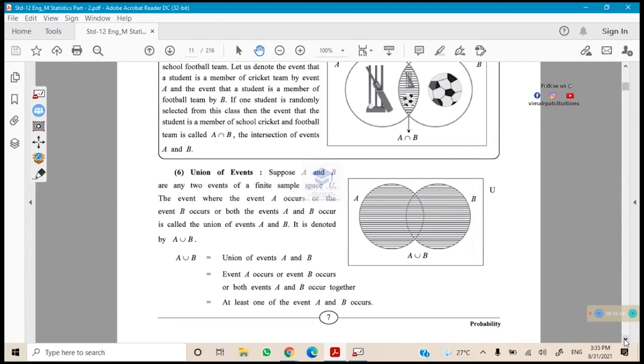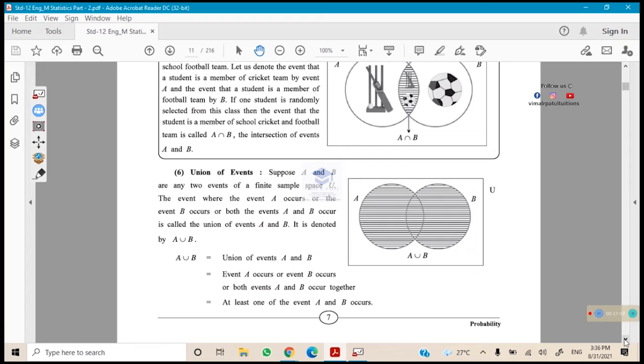Then union of events. Both events will happen together. A occurs or B occurs or A and B both occur, or at least one of the events A and B occurs. At least means that or more than that. At least one means one or more than one. You should get at least 35 marks means your passing marks is 35. You should score 35 or more than 35. At the most you can score 100 marks means maximum 100 marks. So at least means that number or more than that number. At the most means that number or less than that number.